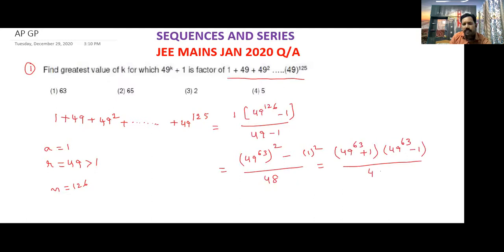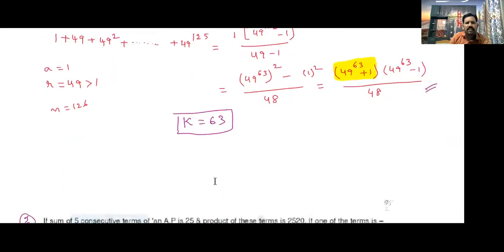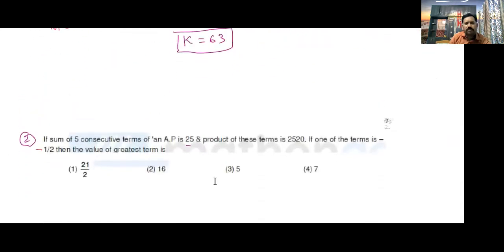Okay, but here we need the greatest value of k for which 49 power k plus 1 is a factor of this. So this is 49 power k plus 1 in the form like that. By comparing both, I decide that k value is how much, students? 63. K value 63. Observe the options. First option correct. This is a very easy question, but you need the thought to split into factors, otherwise it is difficult. Next question.